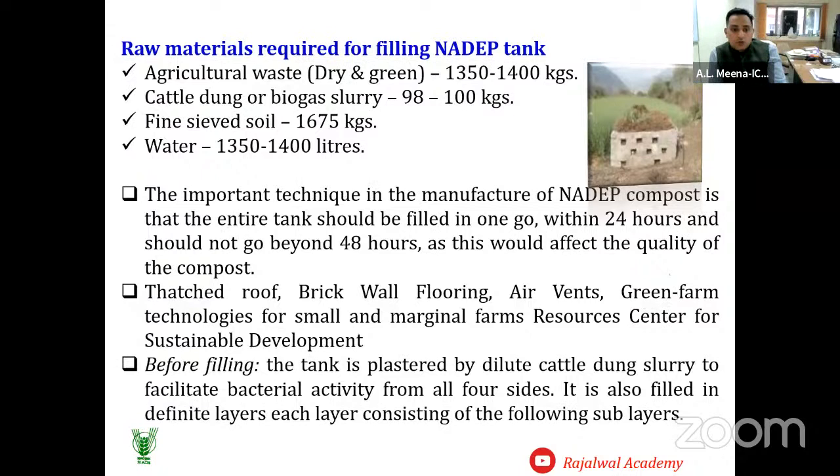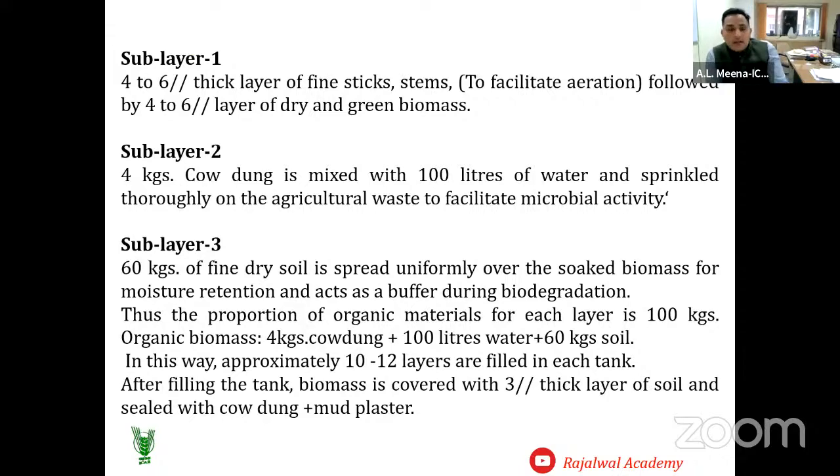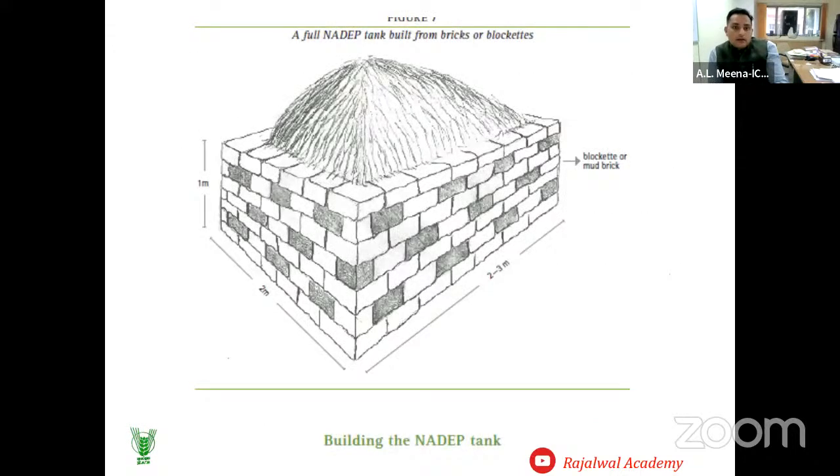The thatched roof, brick wall, flooring, air vents. And before filling, the tank is plastered with dilute cattle dung slurry to facilitate the bacterial activity in your composting material. These are the layers which are prepared in the NADEP composting. This is an ideal NADEP compost.